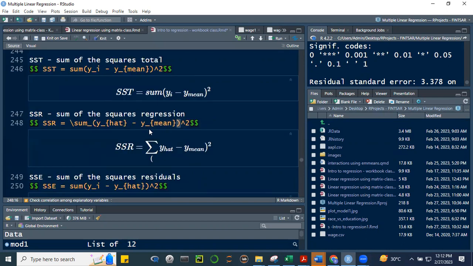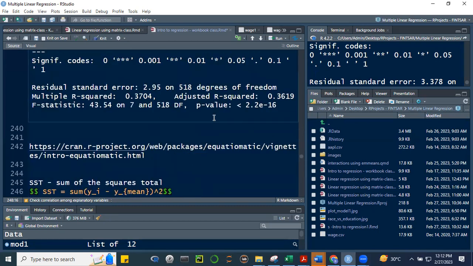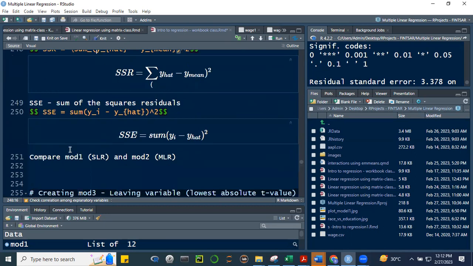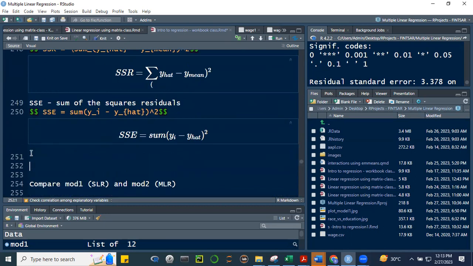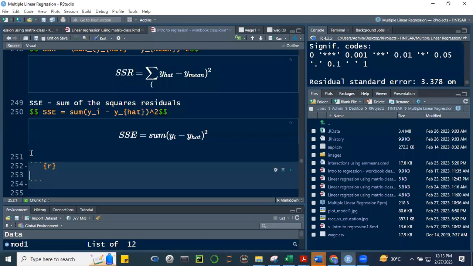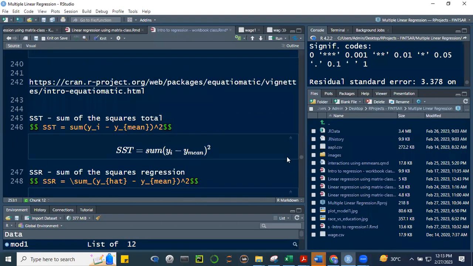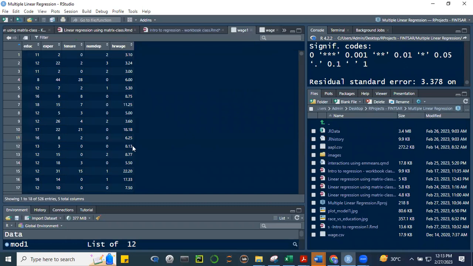Okay, so SSR, SST, and SSE. So what we need is, gusto natin malaman, paano na-generate itong R squared na to at saka adjusted R squared. Okay, let's compute for this, bago tayo mag-compare ng model 1 and model 2. Kailangan natin si y sub i. Ano yung si y sub i, class? Diba? Ito yung hourly wage, yung actual value.